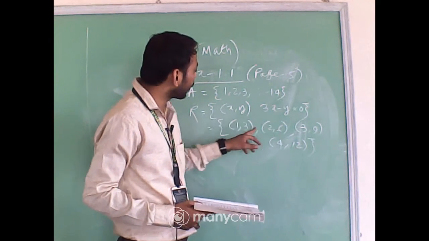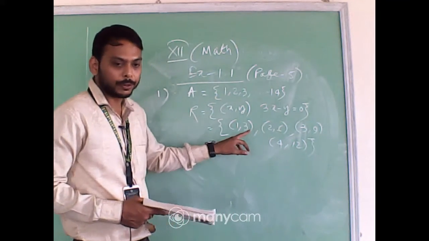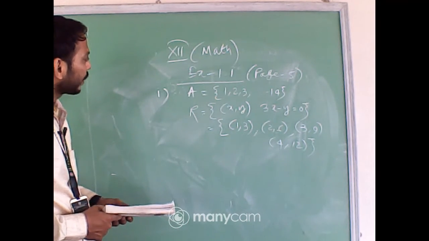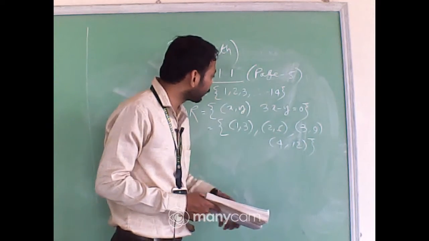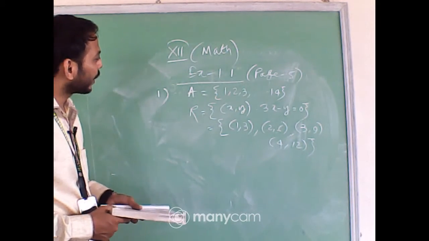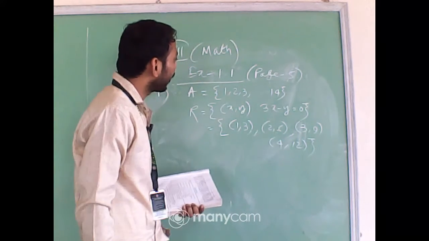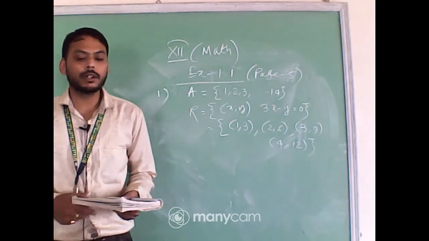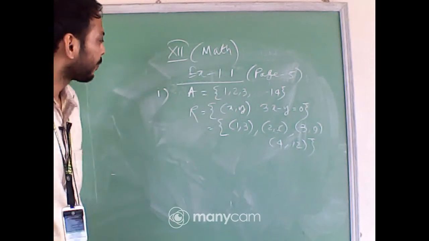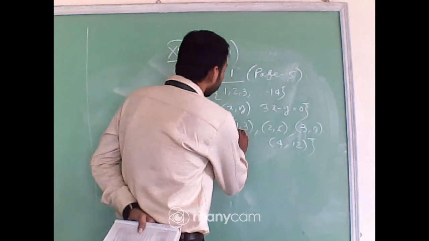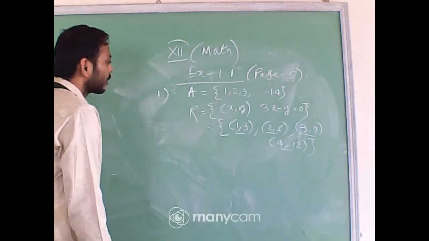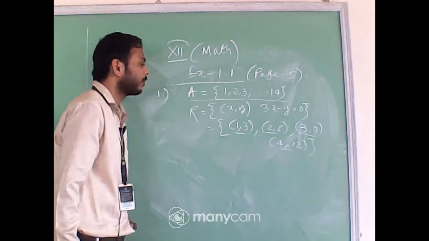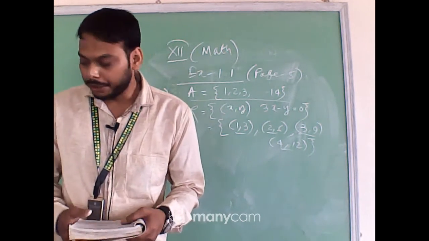Whenever you put x equals 1, you will get y equals 3. Whenever you put x equals 2, you get y equals 6. Whenever you put x equals 3, you get y equals 9. Whenever you put x equals 4, you get y equals 12. Now, whenever you put x equals 5, then it will give you y equals 15. That does not belong to the set A. Okay, that's why R contains explicitly these 4 elements: 1, 3; 2, 6; 3, 9 and 4, 12. That is defined on the set A, that is 1, 2, 3 up to 14. Now we will check the properties.